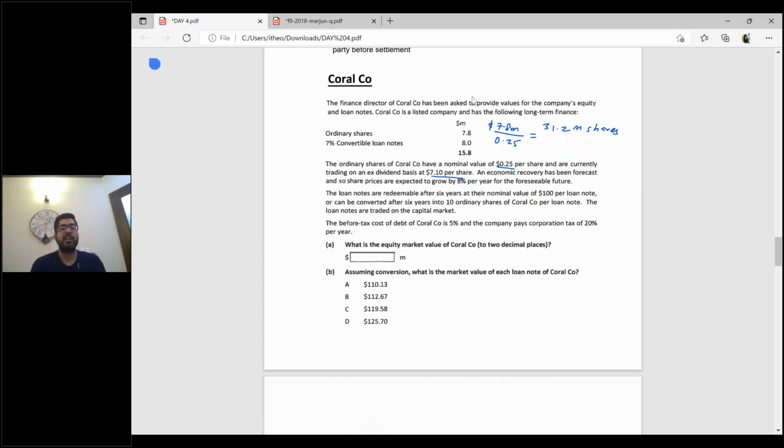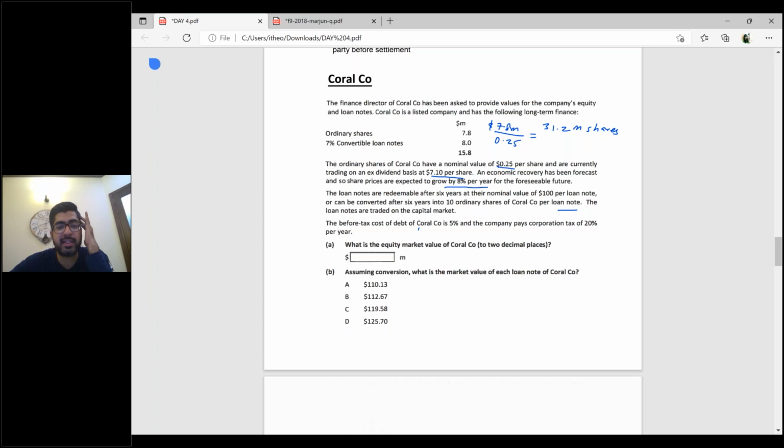The shares are currently trading on an ex-dividend basis at 7.1 per share. Economic recovery has been forecast, and so share prices are expected to grow by 8% per year for the foreseeable future. Loan notes are redeemable after 6 years at their nominal value of 100 and can be converted after 6 years into 10 shares of Coral per loan note. Loan notes are traded on the capital market.